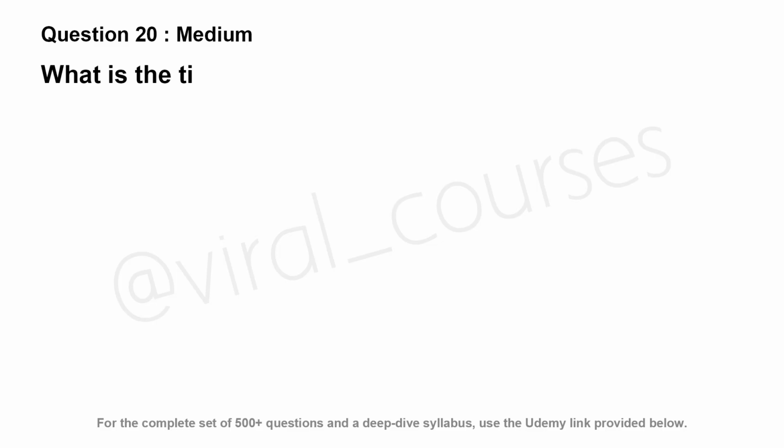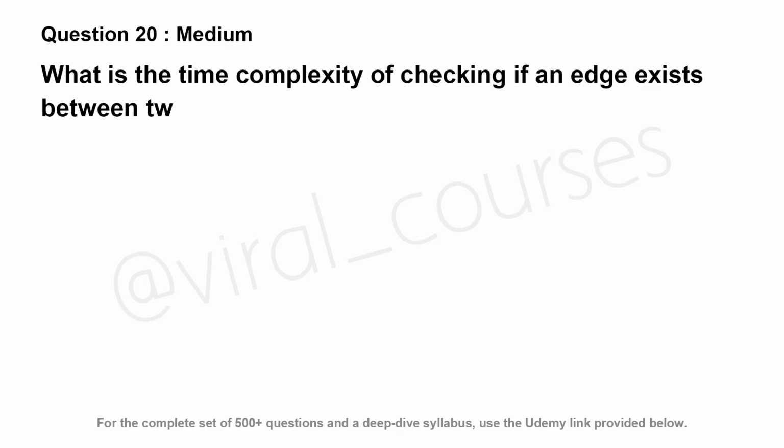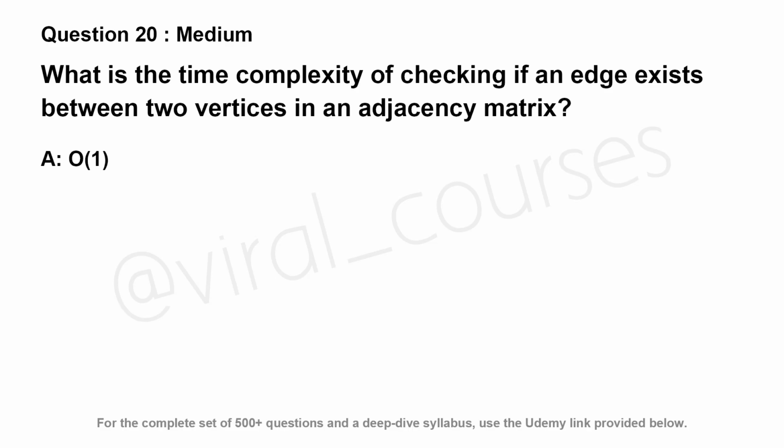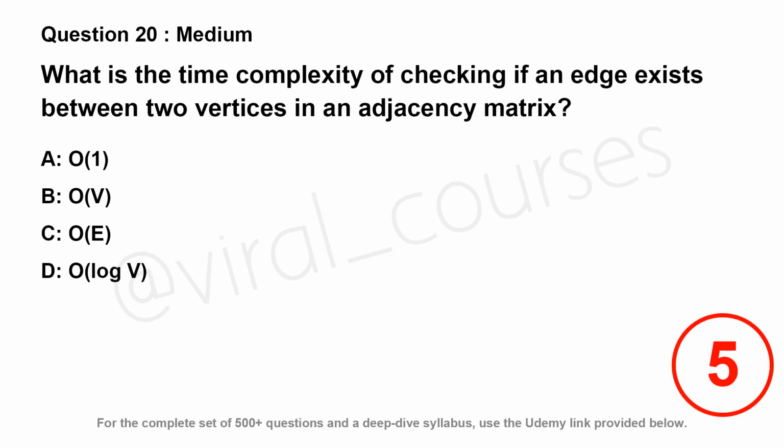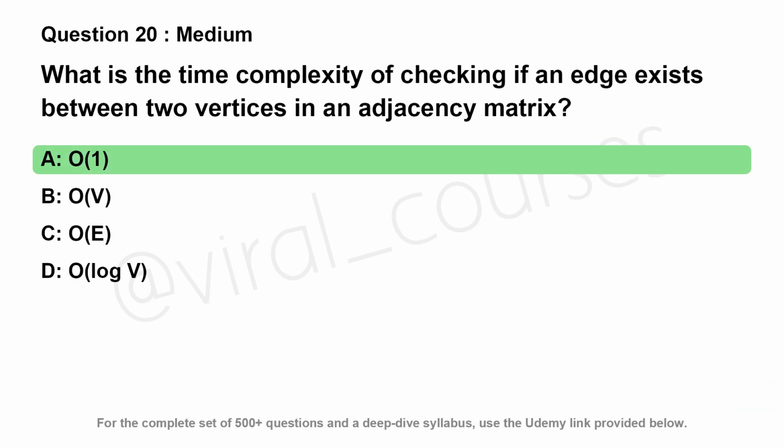What is the time complexity of checking if an edge exists between two vertices in an adjacency matrix? Option A, O(1). Option B, O(V). Option C, O(E). Option D, O(log V). The correct answer is A.